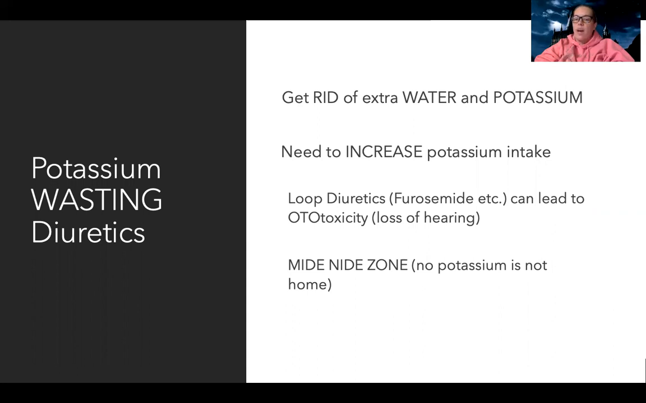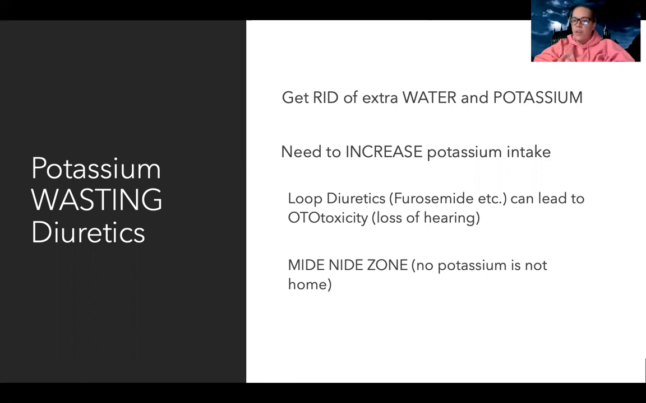For these types, most people most commonly know loop diuretics like furosemide. You want to keep in mind that all of them are going to end in mide, nide, or zone. So any potassium wasting diuretic is going to have mide, nide, or zone in it. I have that little rhyme, and I do have mnemonics on my Google Drive if you want to look deeper into these. The mide, nide, zone, no potassium will be home. And so kind of remember it that way.